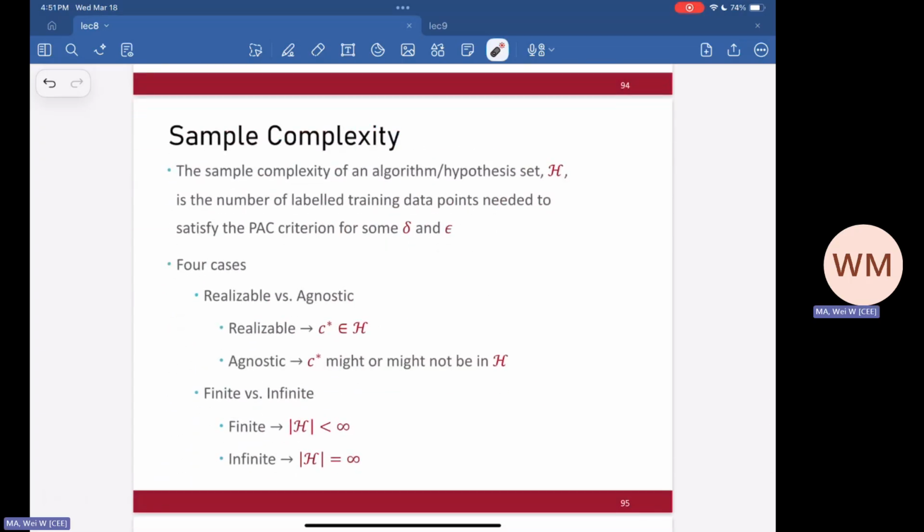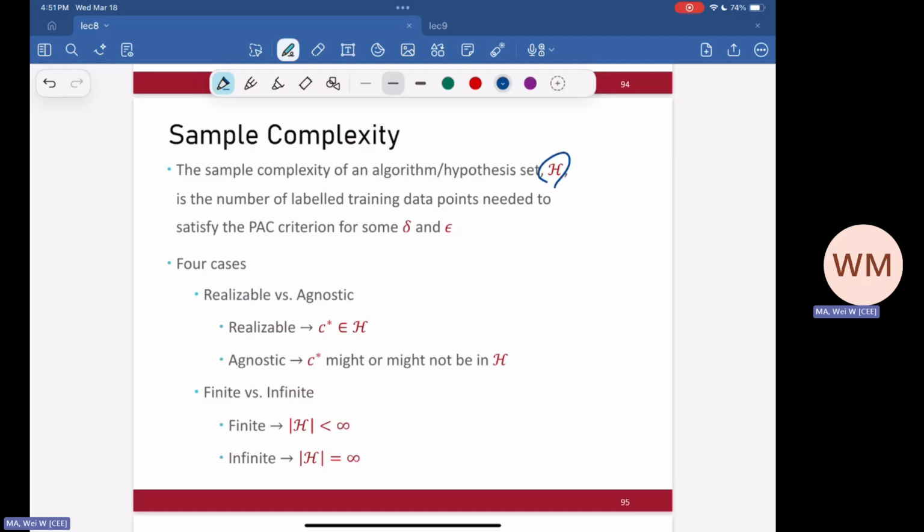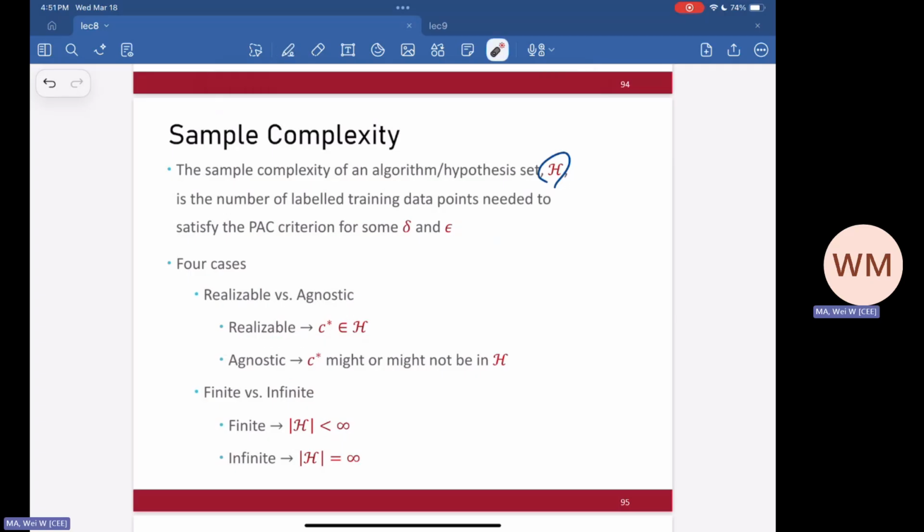Then we have something that we need to discuss. To guarantee this, we need different assumptions, different settings. Here we need to differentiate two settings. The first setting is about H. As I just mentioned, C star might be in the H and might not be in H, right? If it's in H, we call this realizable. It means that we can finally find the true function. If we don't know whether it's in H or not, we call this agnostic. It's a more general case, but it's more difficult.